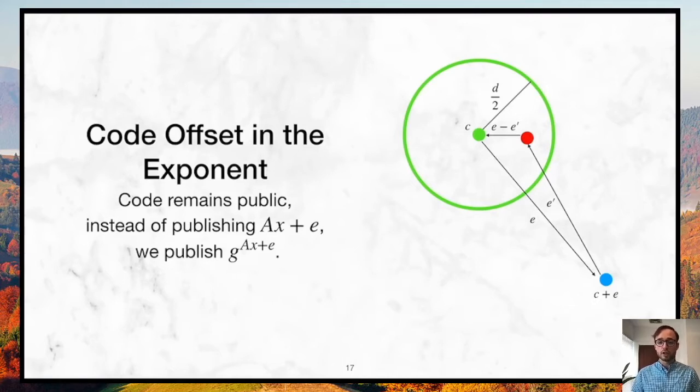Instead of publishing AX plus E, or C plus E, as we had talked about earlier, we publish g to the AX plus E. This is in the cryptographic group with the generator g. You can see that this code word is now in the exponent of this cryptographically hard group. And I'm going to explain why that's useful in just a moment.